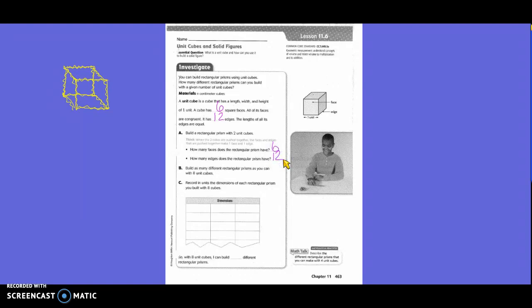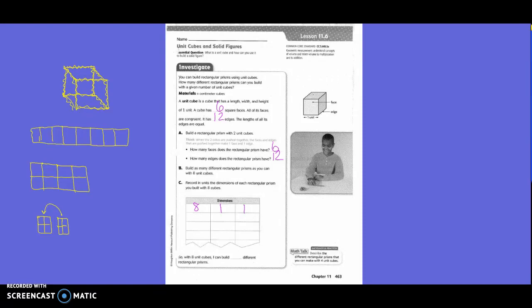So build as many different rectangular prisms as you can with 8 unit cubes. Record in units the dimensions of each rectangular prism you built with your 8 cubes. So we came over here, and this is what you guys did with your actual cubes. You lined them up in a straight row. So we said there were 8 in a row. There was only 1 row, and it only was 1 stack high.